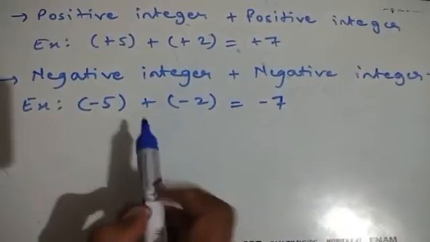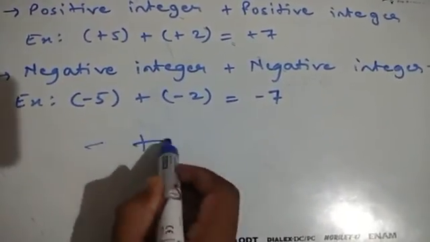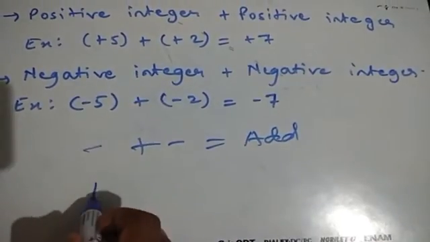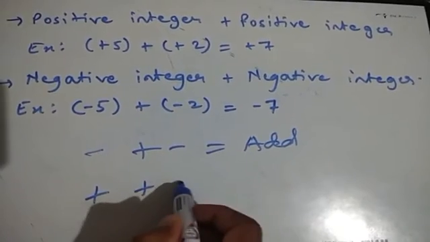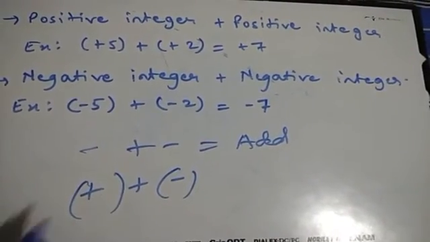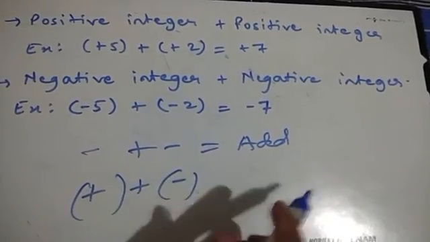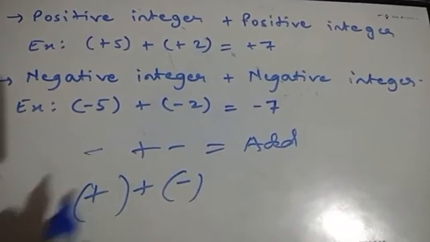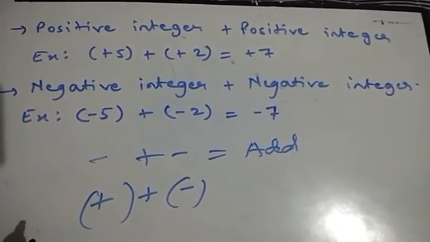Students, remember, if both the integers are negative, then addition. Remember addition. If one integer is positive and one integer is negative, then what do we have to do? Subtraction. That you remember. One integer positive, one negative, subtraction. If both are negative as well as both are positive, then addition. I hope you understood this part also.